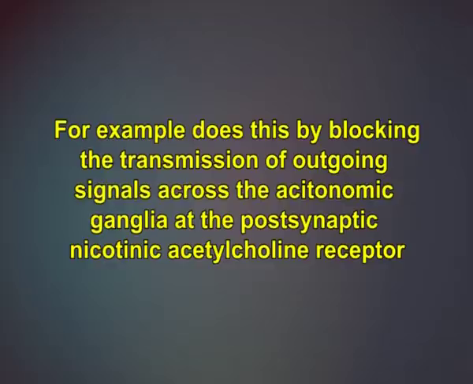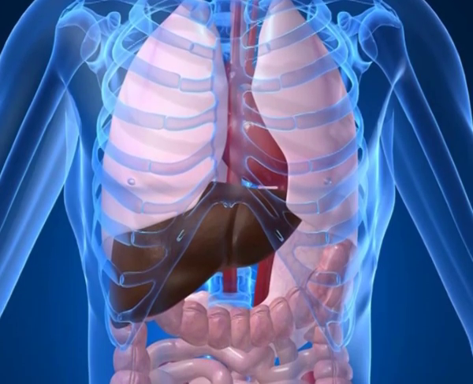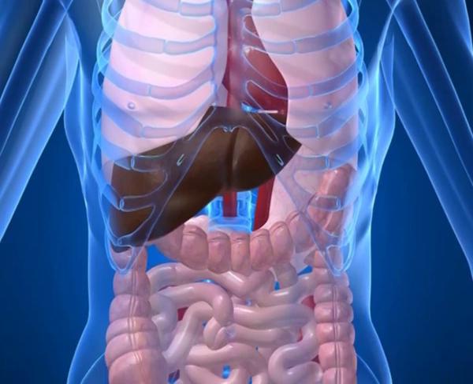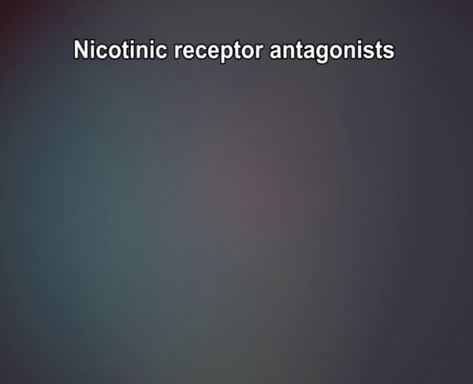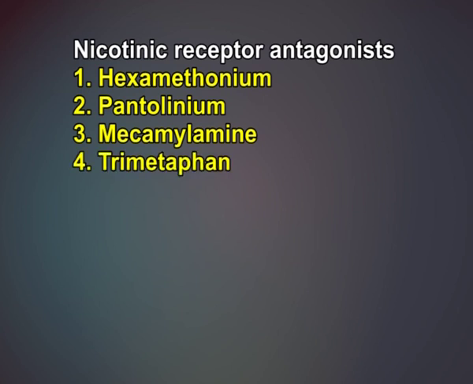Because ganglionic blockers block both the sympathetic and parasympathetic nervous systems, the effect of these drugs depends upon the dominant tone in the organ system. Second, examples. The first ganglion blocker to be used clinically was tetraethylammonium, although it was soon superseded by better drugs. Nicotinic receptor antagonists: first, hexamethonium. Second, pentolinium. Third, mecamylamine. Fourth, trimethaphan.